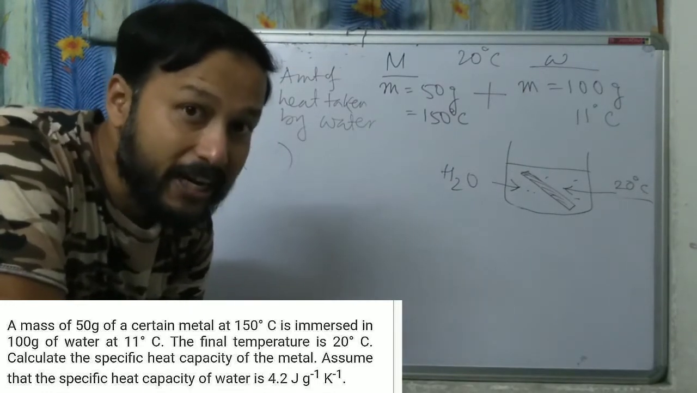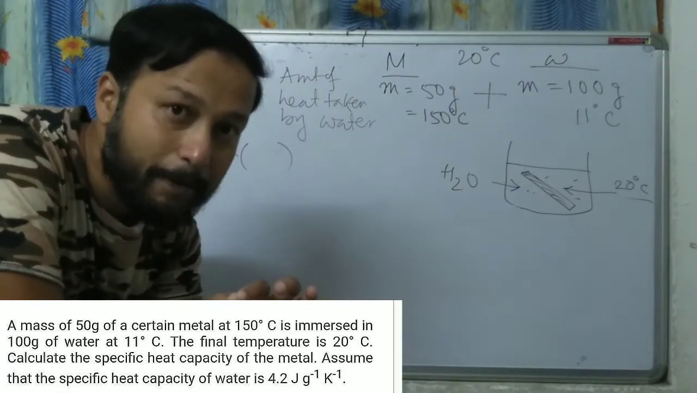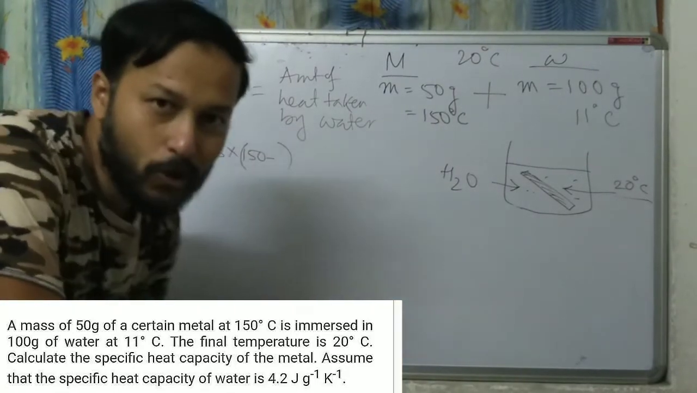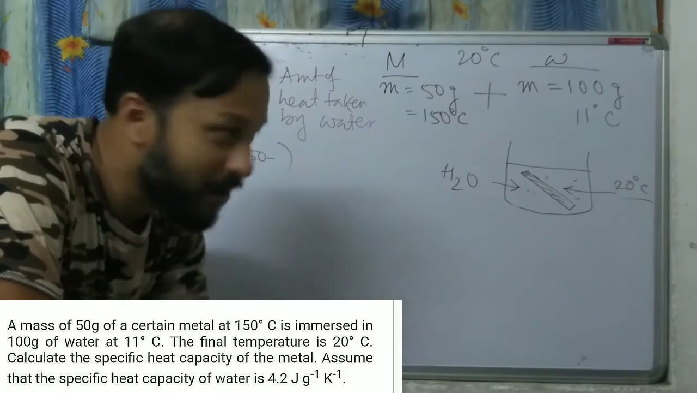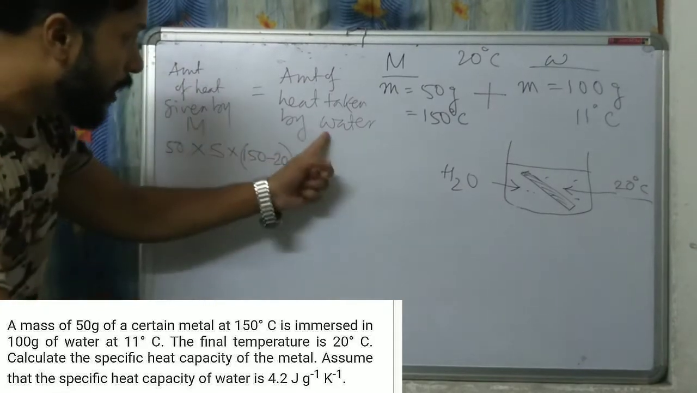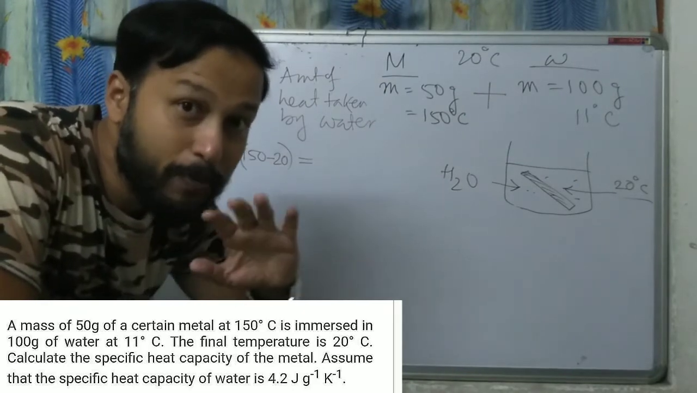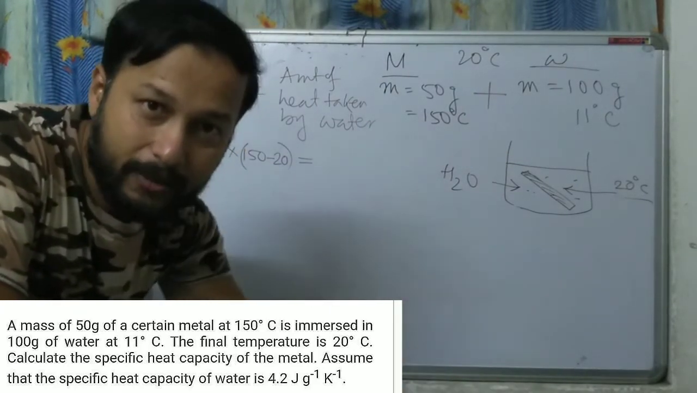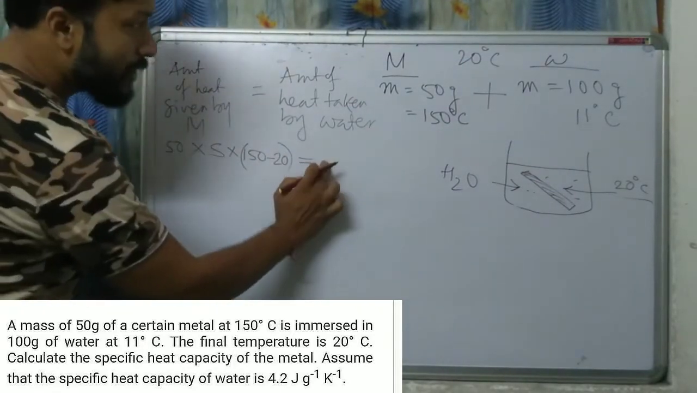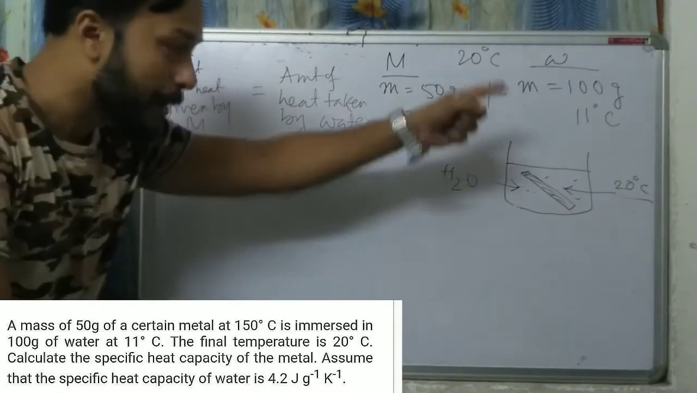Understood? Who is giving heat? Metal. So you have to write the temperature of that metal. What is the temperature of that metal? 150. So 150 minus, what is the final temperature? Final temperature is 20. So this is 20, equal to the amount of heat taken by water. How much heat is the water taking? Same formula, m s (T2 minus T1). So m, what is the mass of water? 100 gram.